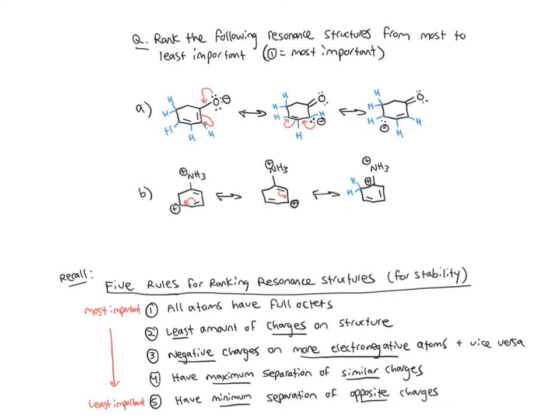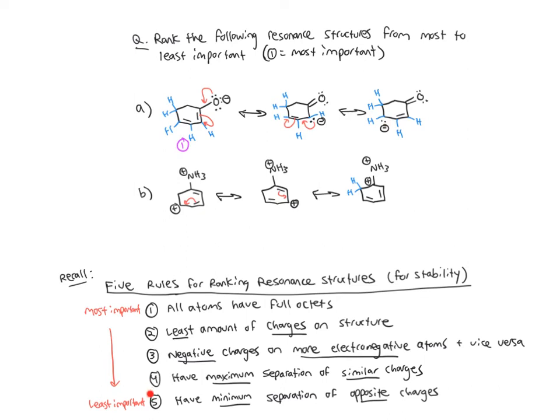The next thing we look at is least amount of charges. We have a negative on every single structure, so they're still tied. Then we go to negative charges on more electronegative atoms and vice versa. We have a negative charge on oxygen in the first structure and then a carbon in the other 2 structures. Oxygen is more electronegative than carbon, and so automatically that makes this structure 1 because that's a better structure, because that negative is on the more electronegative atom. So that's number 1. The other 2 are still tied because they have the negative on a carbon.